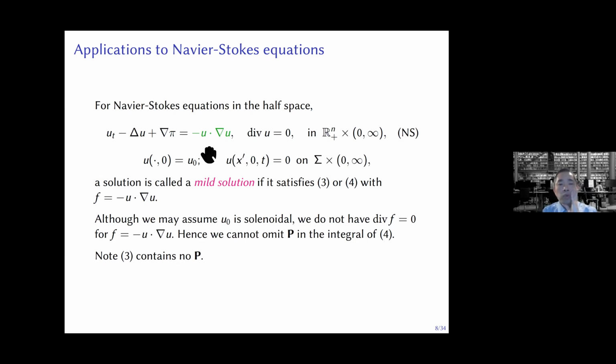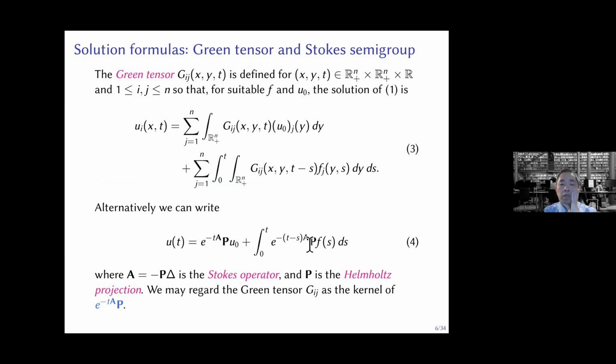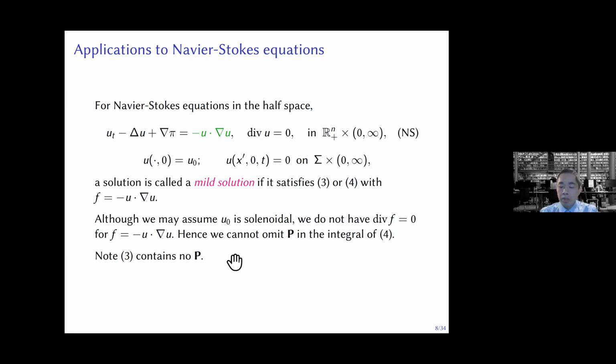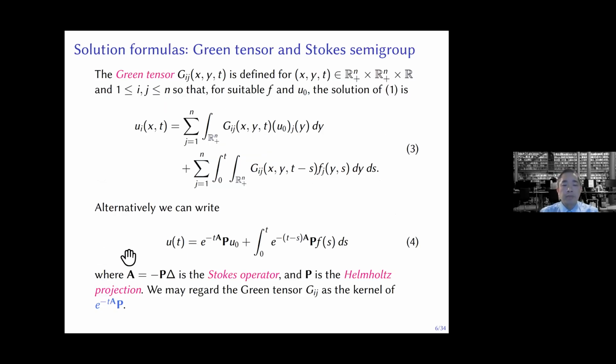So when we look at the formulas here, we can assume our initial data is solenoidal, but we cannot assume F is divergence free because our F for application is this, u dot gradient u, which is never divergence free. And so it's important that we cannot remove P in the formula here. This P has to be kept here. And that's usually the difficulty. But now (3) does not contain P. There's no P here. And the reason is that P is already part of the Green tensor.